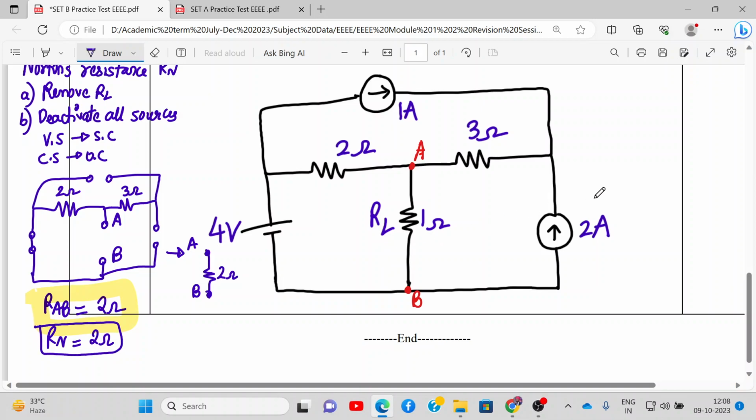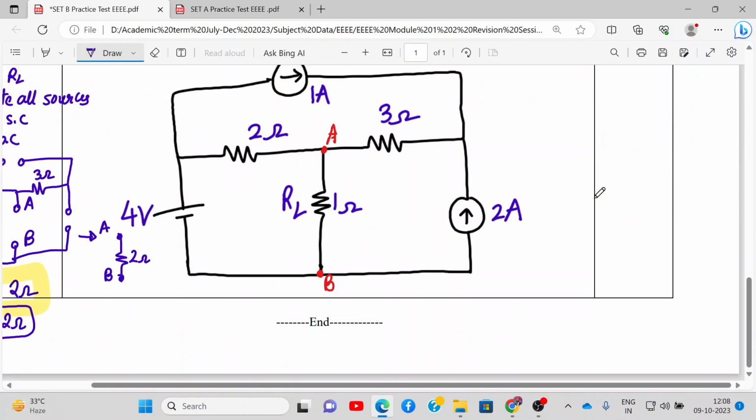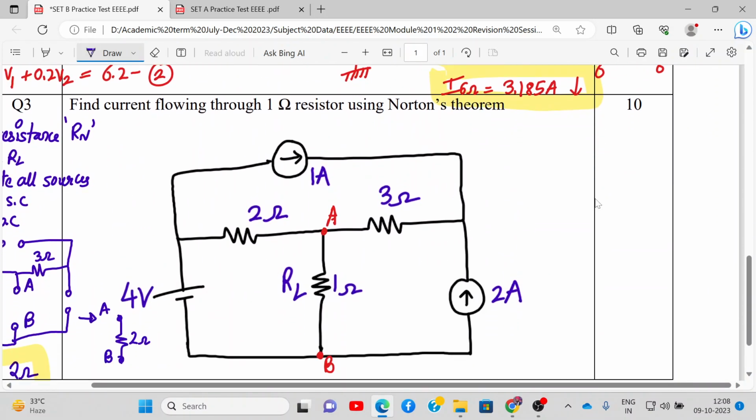Next we need to find the Norton's current. So for the Norton's current, what is the procedure? We write over here Norton's current IN, or it is a short circuit current. So what do we do over here is we remove load RL and we short circuit A and B terminals.